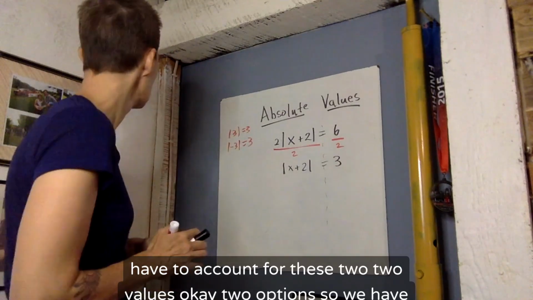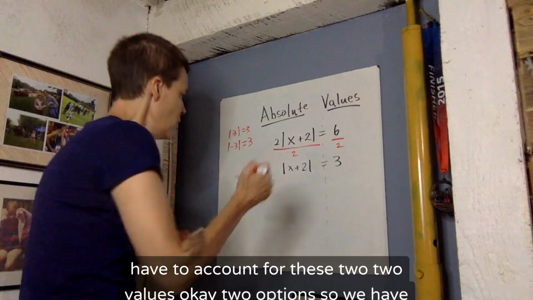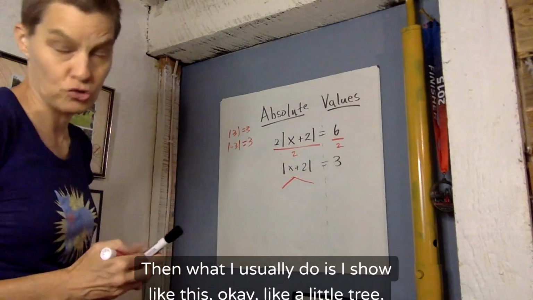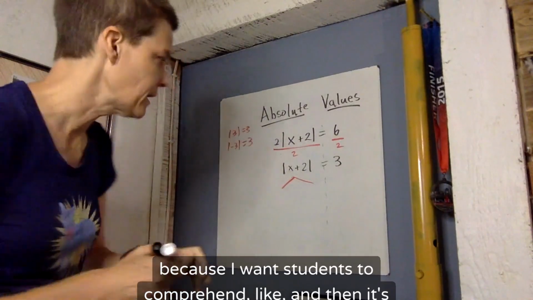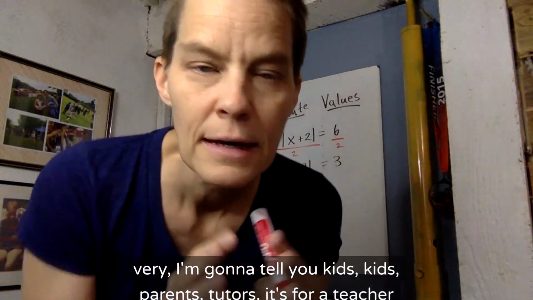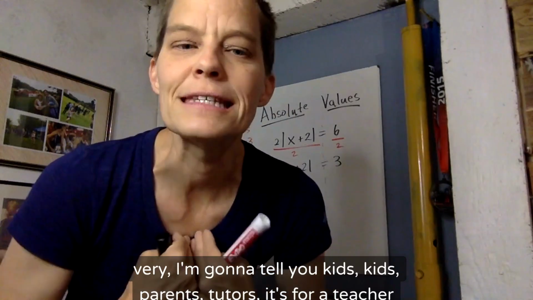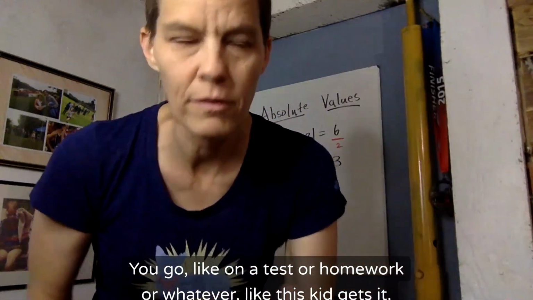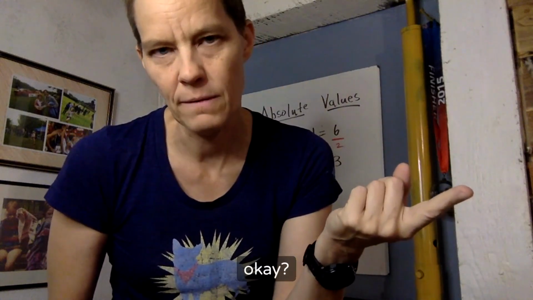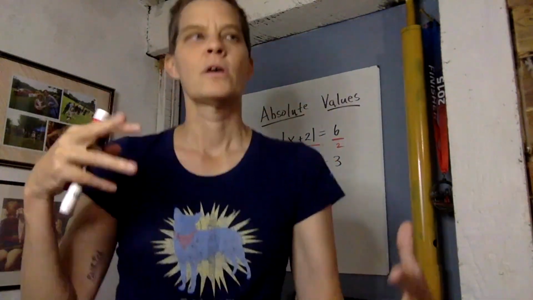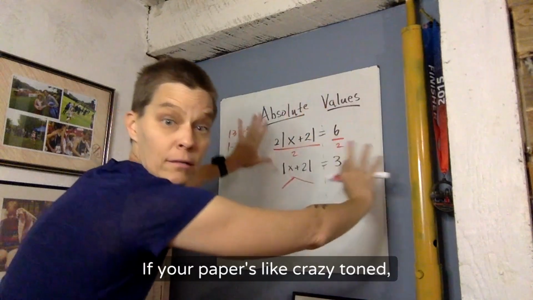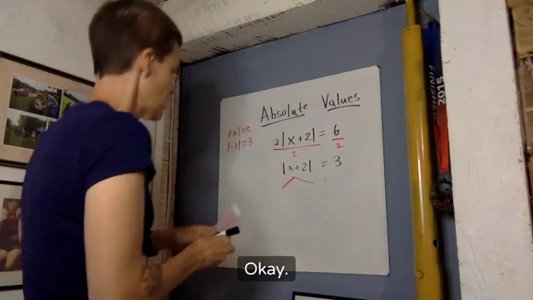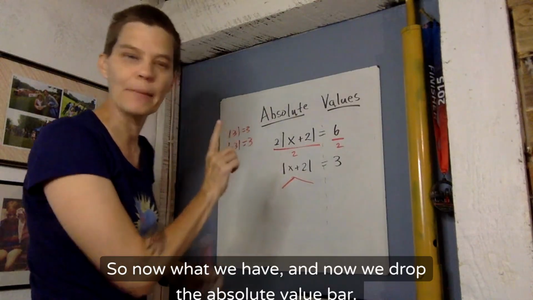Okay, two options. So what I usually do is I show it like this, like a little tree, because I want students to comprehend, and I'm going to tell you kids, parents, tutors, it's for a teacher to see that. On a test or homework or whatever, you're like, this kid gets it, okay? They get that it's splitting. If your paper's like crazy town, a lot of teachers just give up because they've got 800 students. Let's be plain. Okay. So now we drop the absolute value bar.